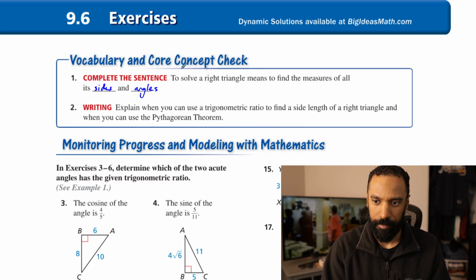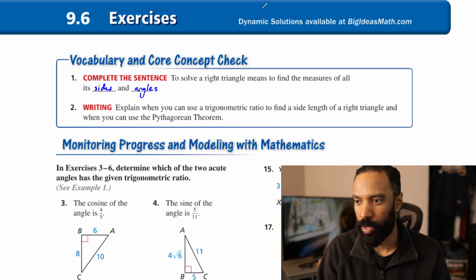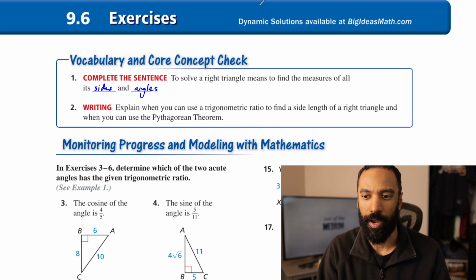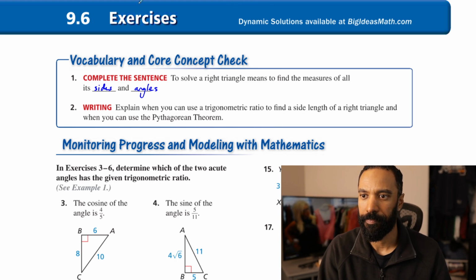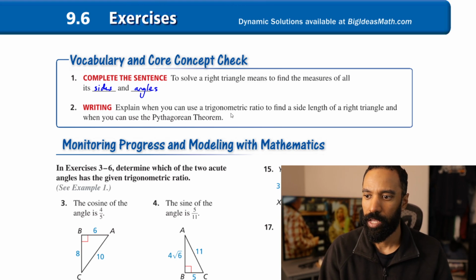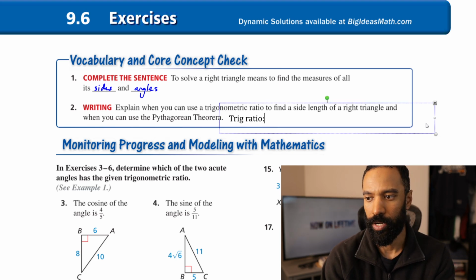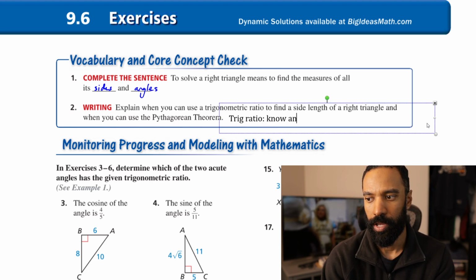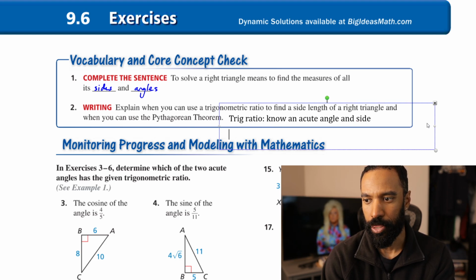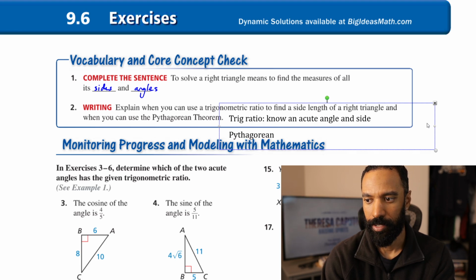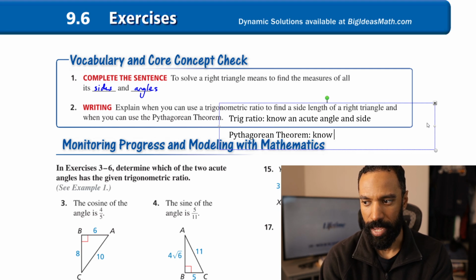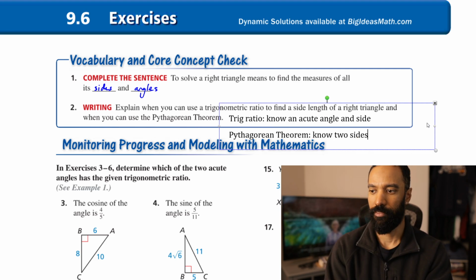Number 2, writing. Explain when you can use a trig ratio to find a side length of a right triangle and when you can use the Pythagorean theorem. So trig ratio is when you know an acute angle and a side. Trig ratio, know an acute angle and side. Pythagorean theorem is when you know 2 sides of the right triangle.